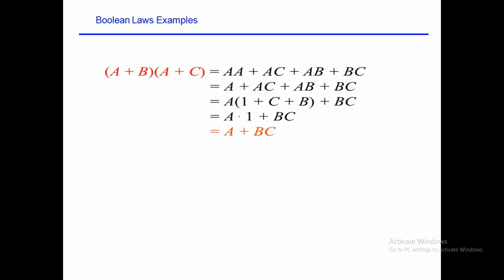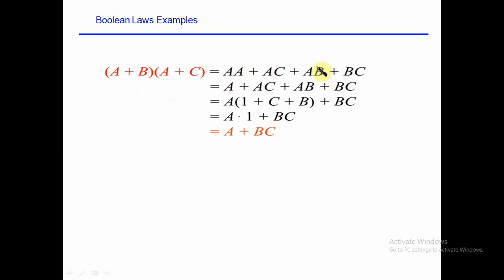Here we take one example: (a + b)(a + c). We have to reduce that equation. Simple, we have to multiply with each term. We multiply a into a, that is a, ac, ab, and bc. This is a simple multiplication.